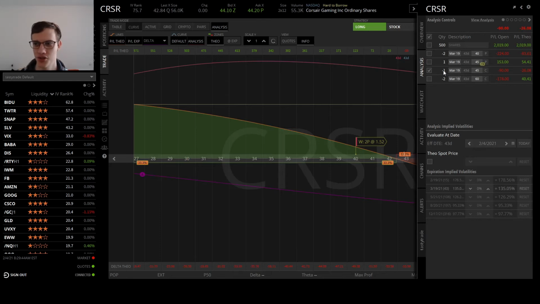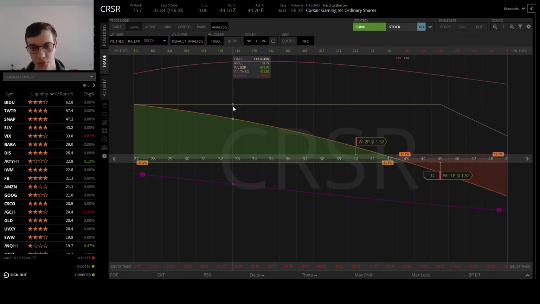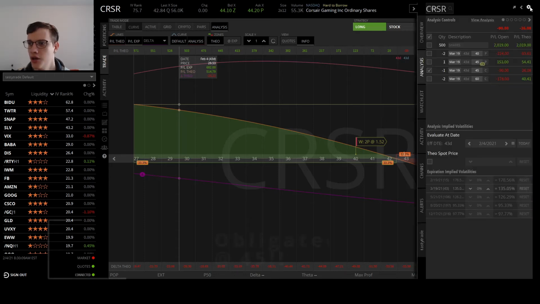And just for simplicity's sake, we're going to look at this example, and I'm going to start introducing you to some options mechanics, dipping our toe in the water with broad strokes, and we'll get into finer detail in the next couple videos. But first thing is, this is my theoretical profit and loss today. Corsair last traded at 42.84, and this is the 45 call.